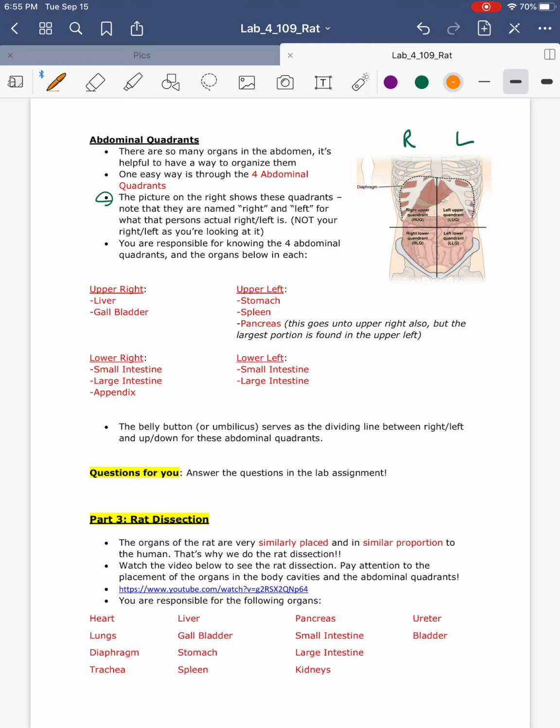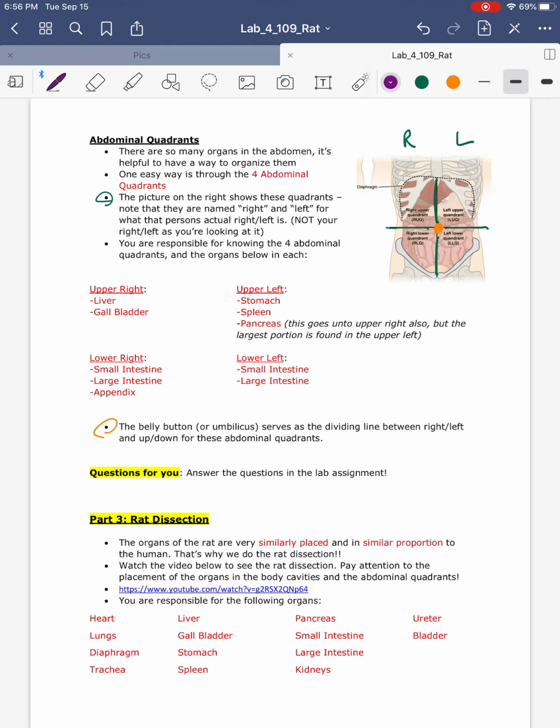The belly button, I wrote it down here. The belly button is what serves as our dividing line. So from the belly button, we can make a horizontal line to make upper and lower quadrants. And we can also make a midline, a vertical line, to come up with right and left. You can see the major organs that are in each one. Let's go through and label them together.